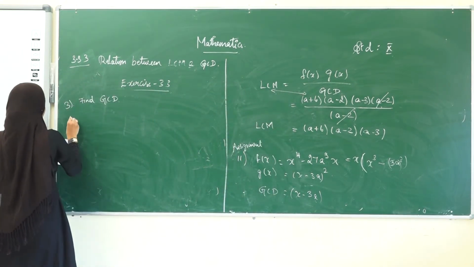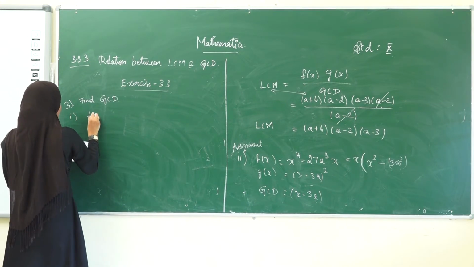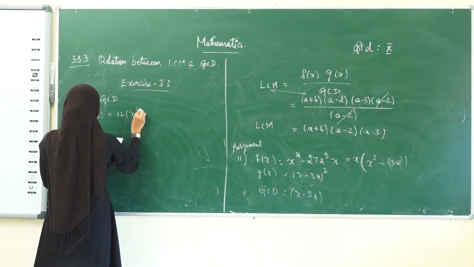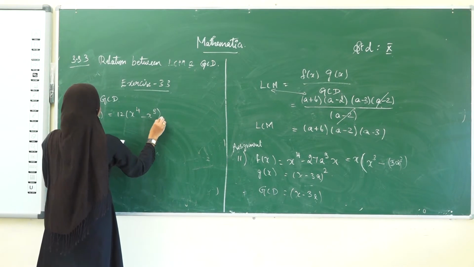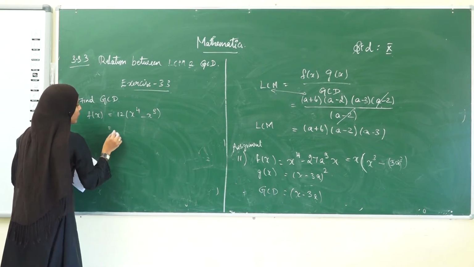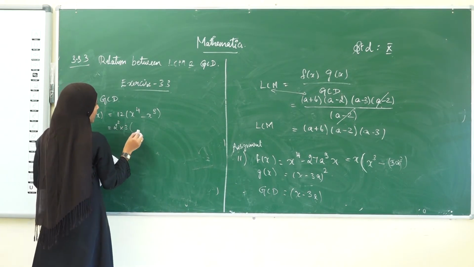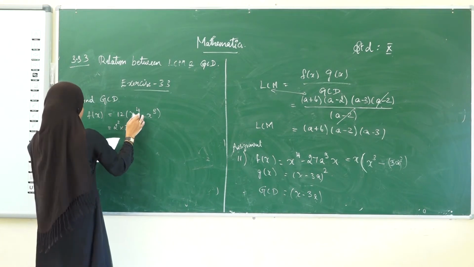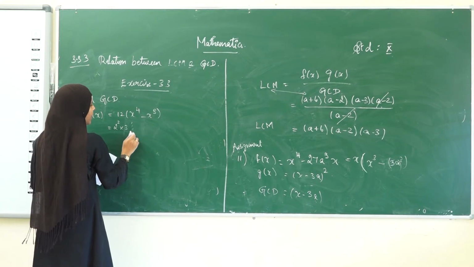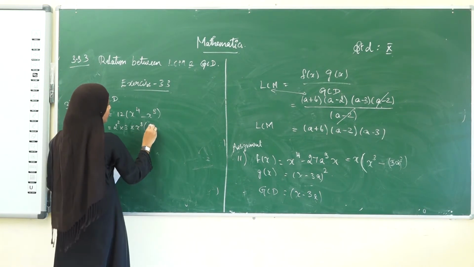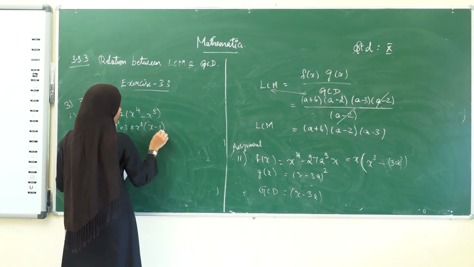Okay. See, in the first subdivision, they have given two polynomials. Let us take f of x as 12 into x power 4 minus x cube. See, 12 is 4 into 3, that is 2 square into 3. Here it is x power 4 minus x cube. We can take x cube outside. X cube is common in both the terms. X cube outside. So we have only x here and only minus.